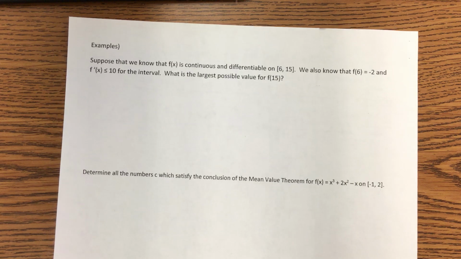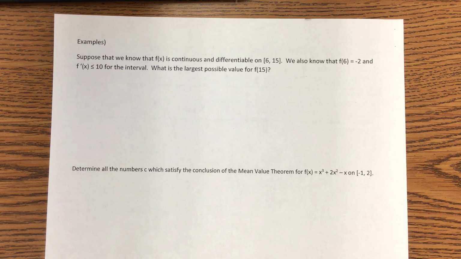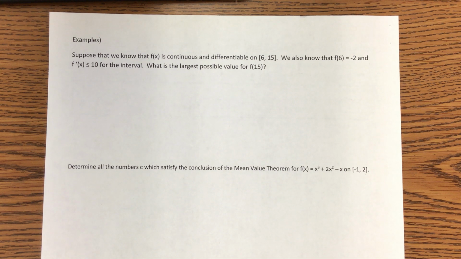So let's do some examples of the mean value theorem. Suppose that we know that f of x is continuous and differentiable on the interval from 6 to 15. We've got most of our theorem proven so far. We also know that f of 6 equals -2 and f prime of x is less than or equal to 10 for the interval. What is the largest possible value for f of 15?